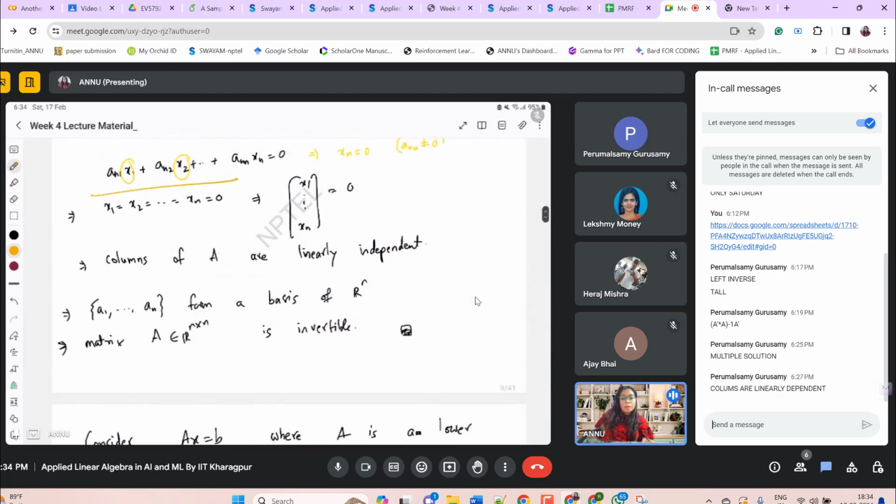Now, if they are independent, then we can say that they can also form the basis of the matrix.